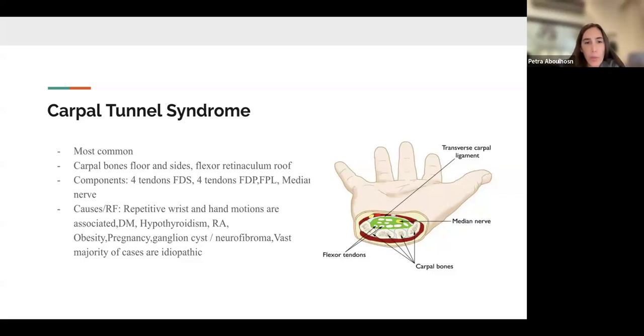Causes and risk factors: repetitive wrist and hand motions are associated. Diabetes, hypothyroidism, rheumatoid arthritis, obesity, pregnancy, and then obviously any compression from a cyst or a neurofibroma. But the vast majority of the cases are idiopathic.